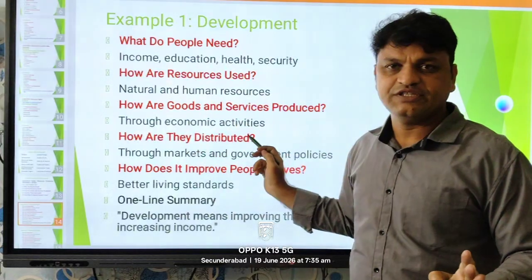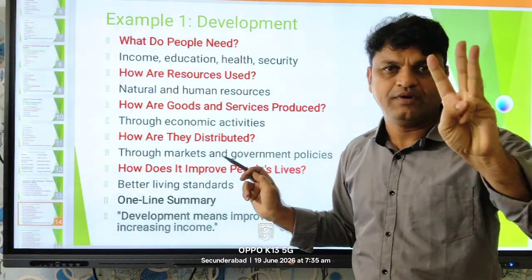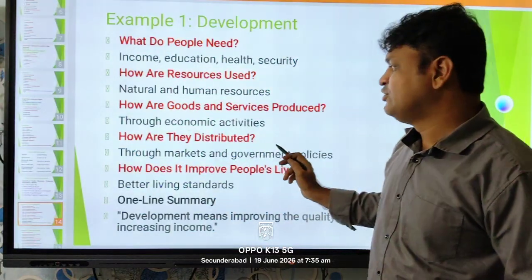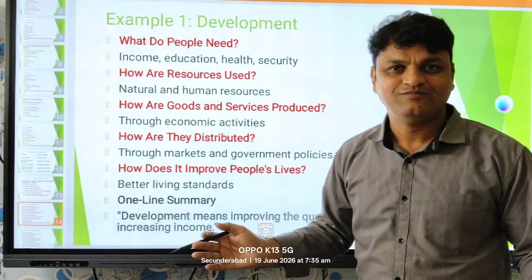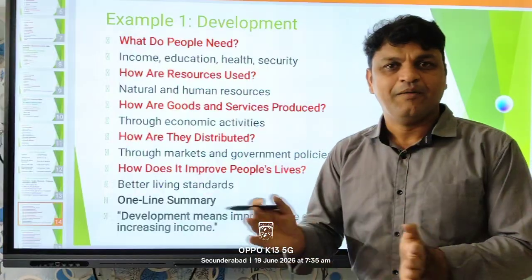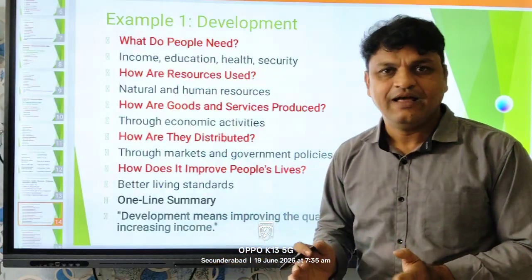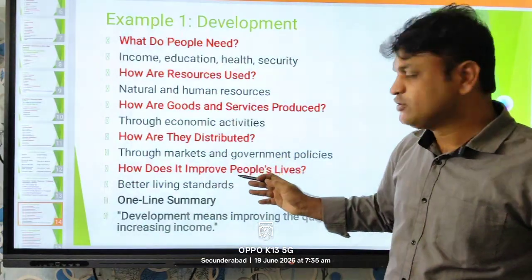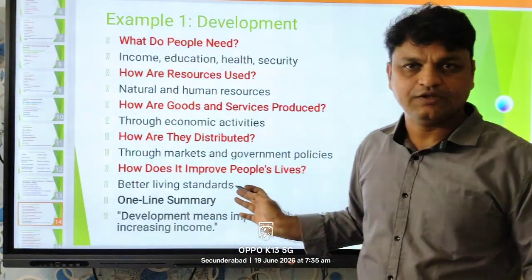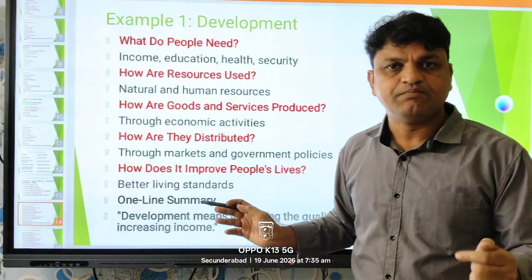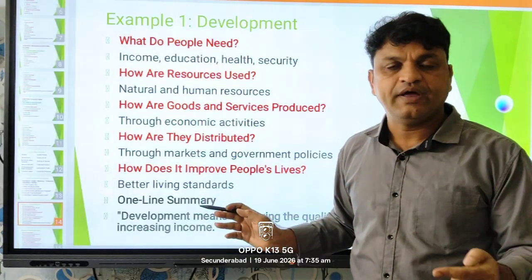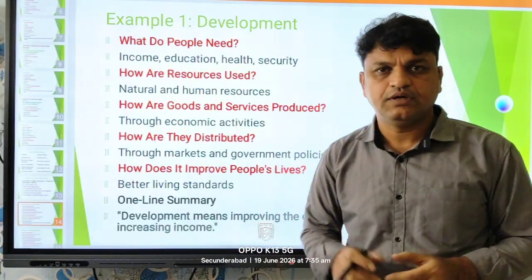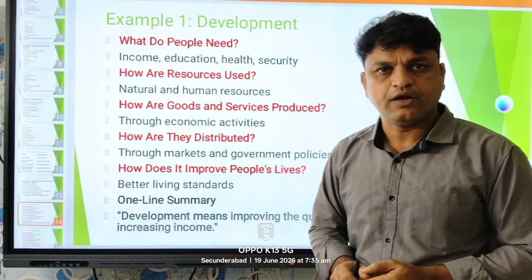Through economic activities. I told you there are three economic activities: primary, secondary, and tertiary. And how are they distributed? Through the market. So we have markets. You might have seen that a mobile market is there, a mandi, a vegetable market, a grain market. So these are called markets. Through markets, we are distributing the goods, and through government policies also. Okay, the PDS system, public distribution system, where the government provides for poor people at lower cost, rice is distributed at lower cost.